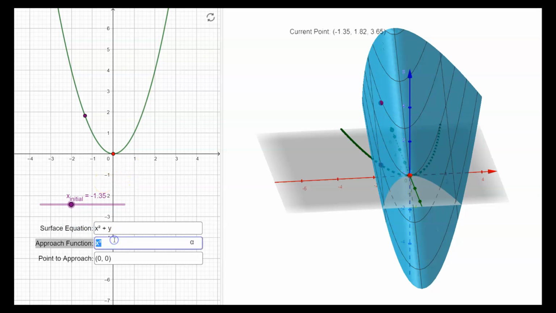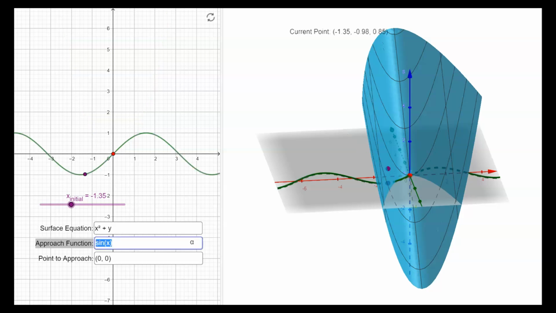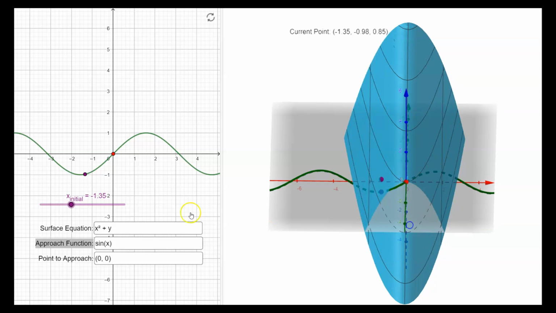We could choose other functions. Instead of x squared, I know sine of x goes through 0, 0, so let me choose sine of x. And, oh, that's pretty cool. So we could approach it coming from the left, right, along the sine curve, and it looks like that path is also going to bring us closer to a z value of 0. So our current point, even on this function, is the point 0, 0, 0. Same thing here. We seem to be approaching the same point.